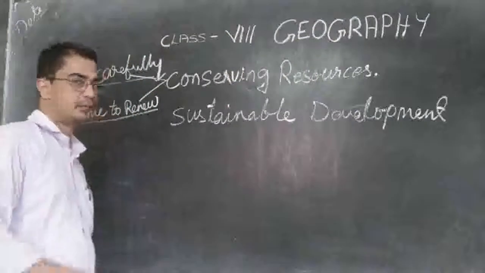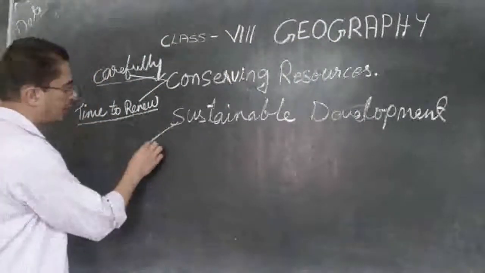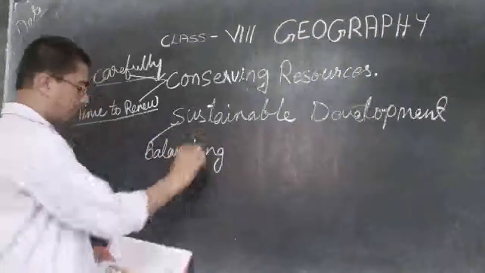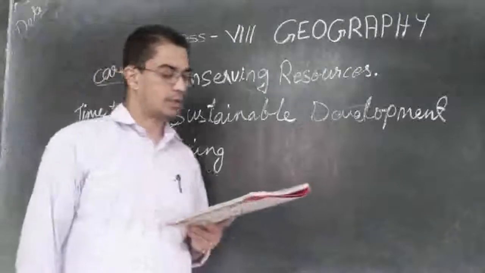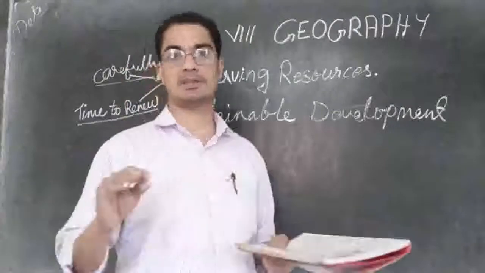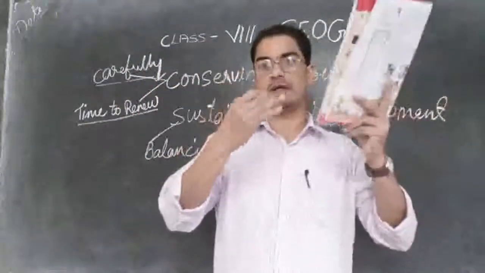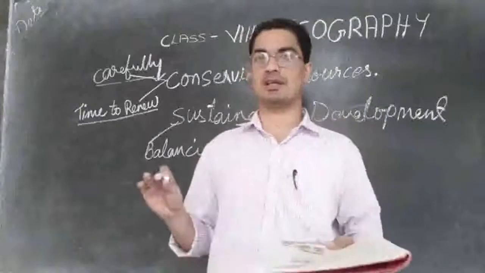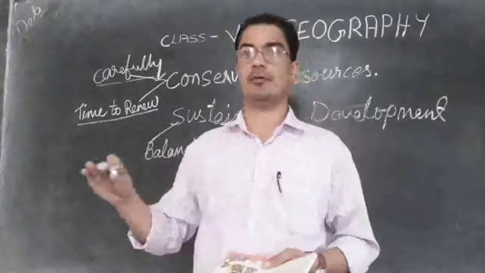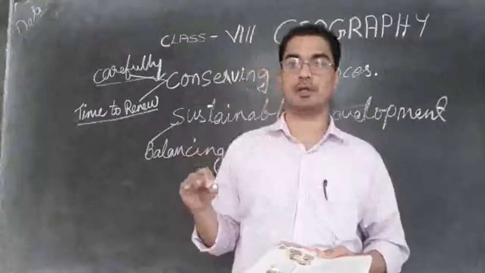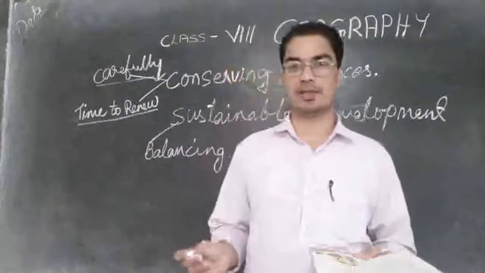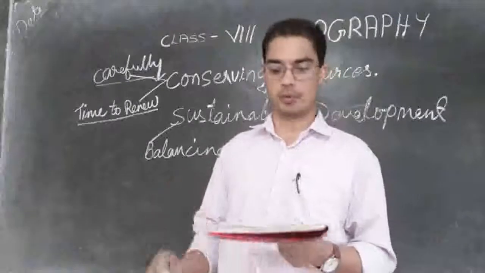Then balancing the need to use resources. So let's see what is sustainable development. One is balancing the need to use. So how much need do we have? We need to have a balance. When there is plenty, I use plenty. When there is little, I use little. There is no balance. Some places high, some places very low. So we must use it in a very balanced way according to our need. We should not misuse it. We should not overuse it, or waste it. We should use it in a very proper way.